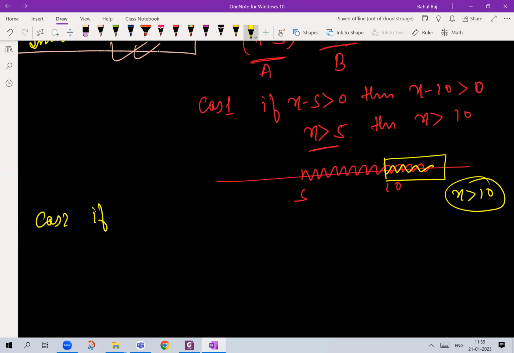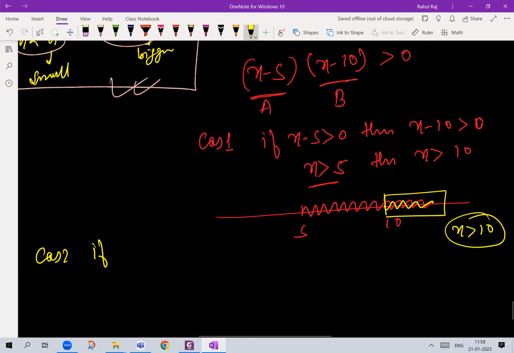If x minus 5, that is if a is less than 0, b should be less than 0. What is it? X minus 5 is less than 0. Then x minus 10 should be less than 0. So x should be less than 5. Then x should be less than 10.